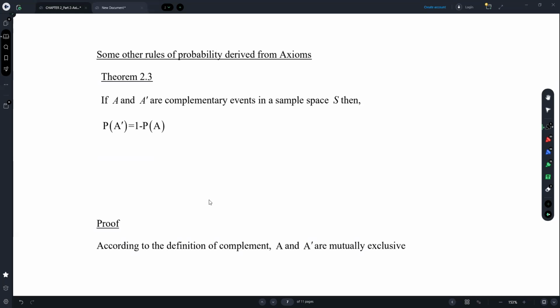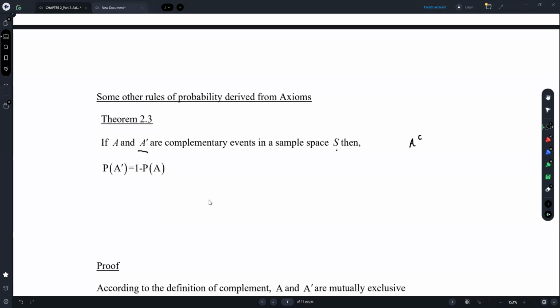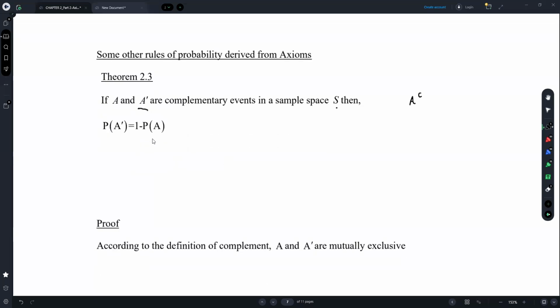Suppose you have an event A for a given sample space S. The complement of that event A, we denote it as A prime, or you can use the notation A's complement, AC, right? Then the probability of the complement of A, you can find it by 1 minus P(A), 1 minus probability of that event itself, right? So the probability of the complement of an event is always 1 minus the probability of that event.